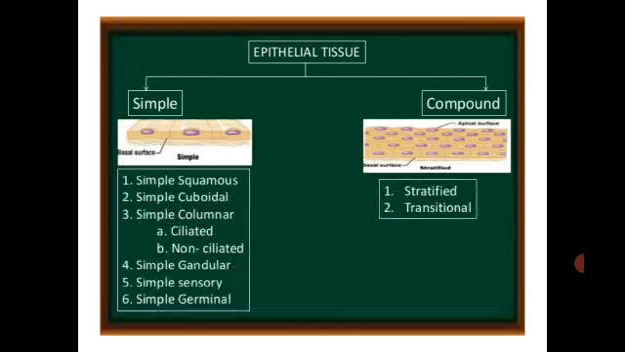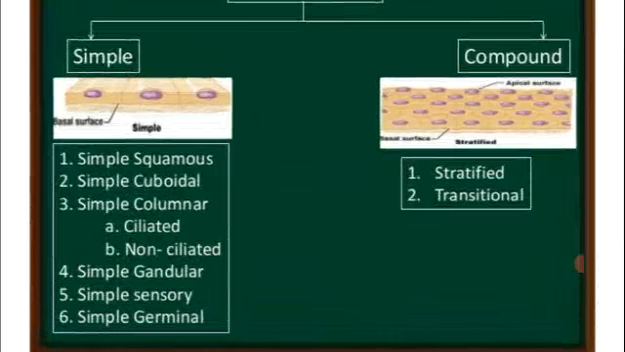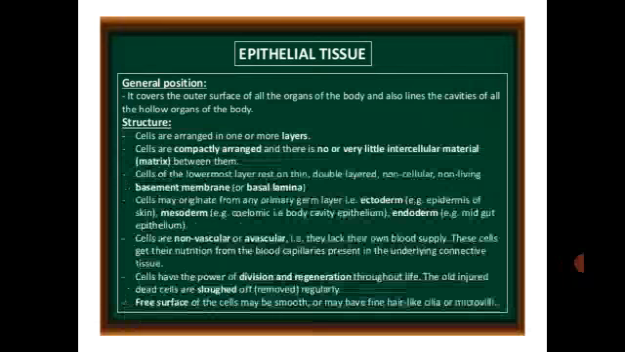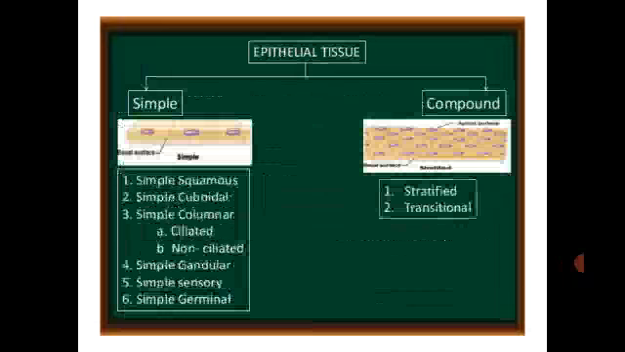In this picture you may see the simple and compound epithelial tissues: simple squamous epithelial tissues, simple cuboidal epithelial tissues, simple columnar, that is of two types, one is ciliated and another is non-ciliated. Simple glandular tissues, simple sensory tissues, simple germinal tissues, and compound tissues are of two types, one is stratified and another is transitional.